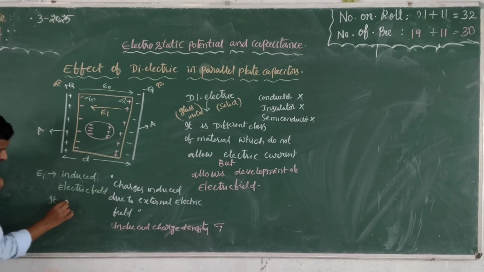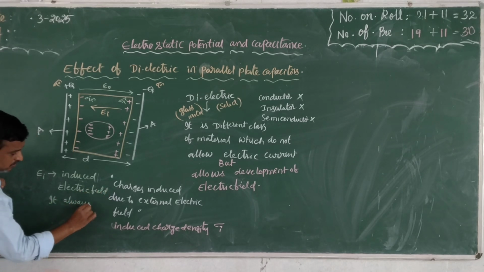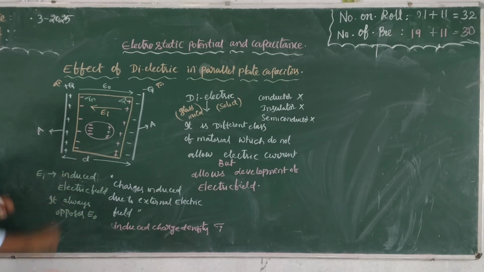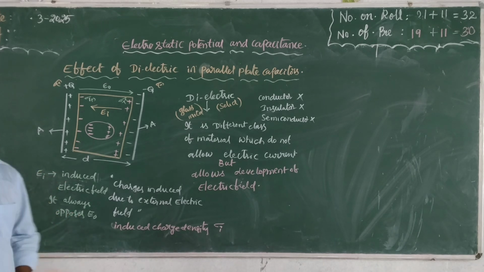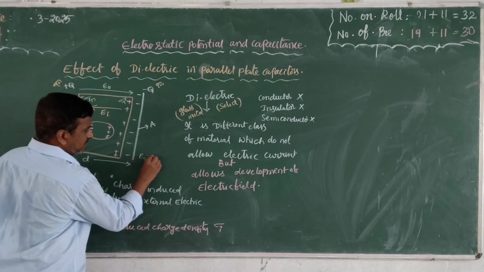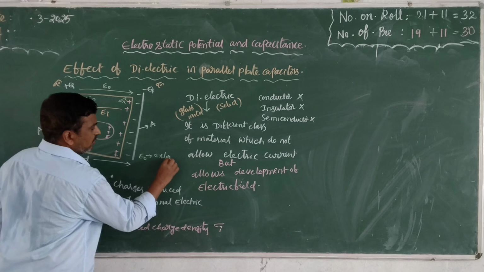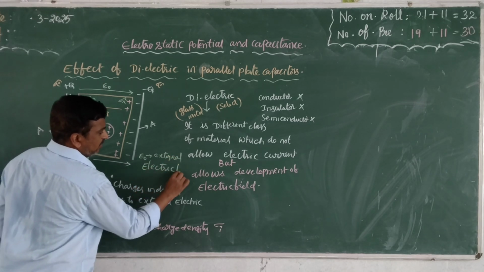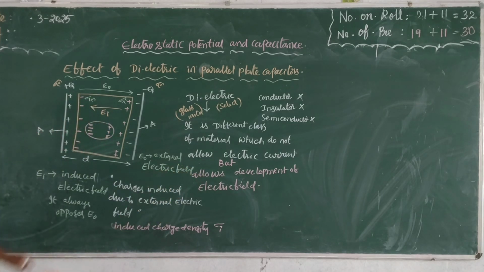It always opposes the external electric field. See, EI is the induced electric field. It always opposes E naught. Is it visible? Yes, okay. See, EI is the induced electric field. It always opposes E naught. E naught is the external electric field.